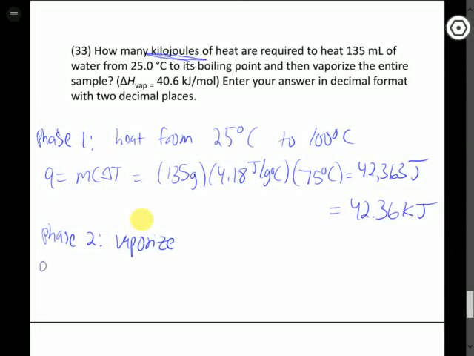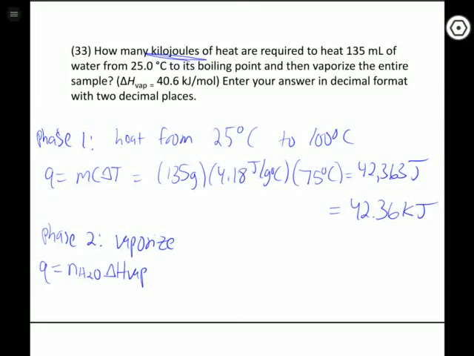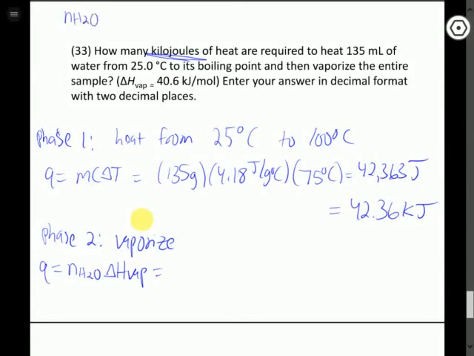So for vaporization, the heat is equal to the number of moles of water times the enthalpy of vaporization. Most often these phase change enthalpies, fusion, vaporization, sublimation, are per mole of substance. We have to take the number of moles of substance and multiply it by that number. So we have to find moles of water, which again is just mass to moles.